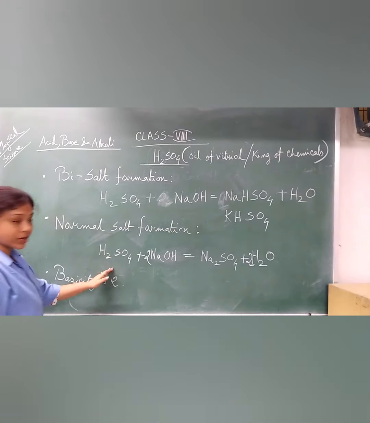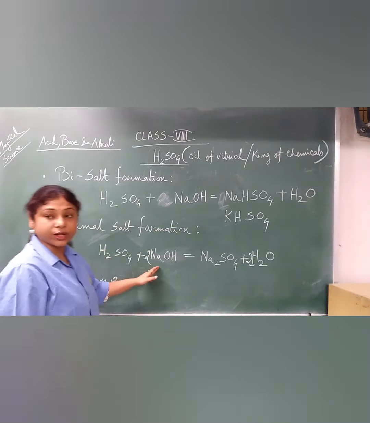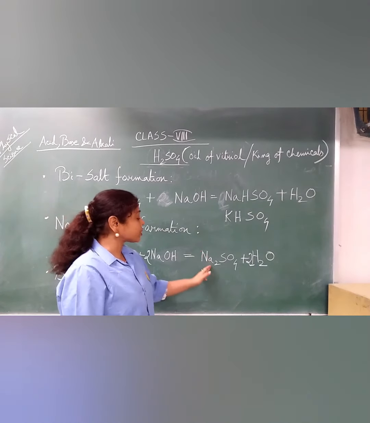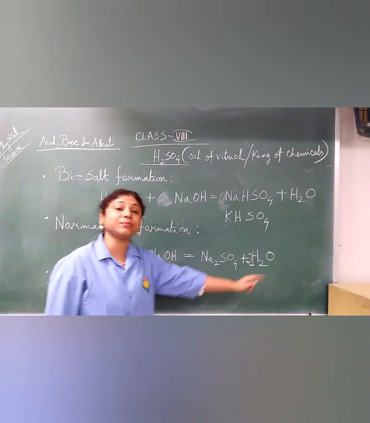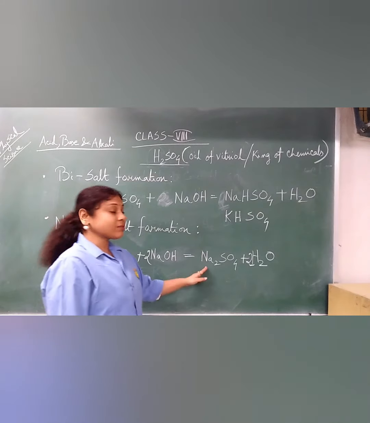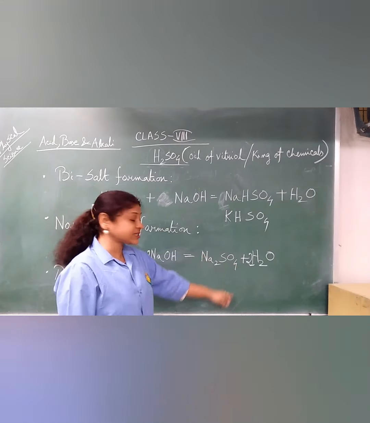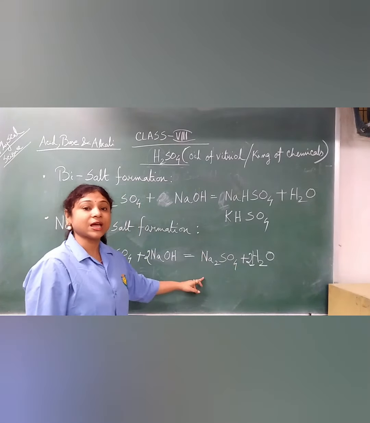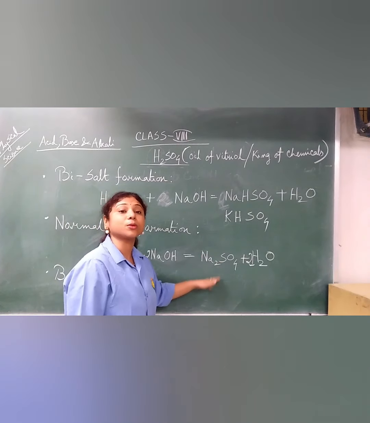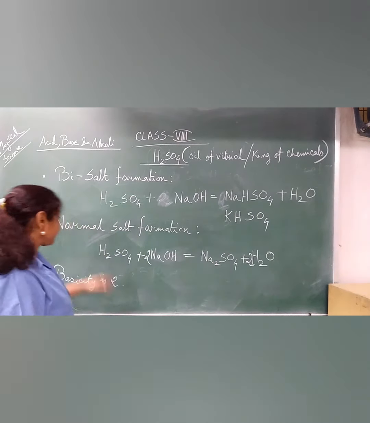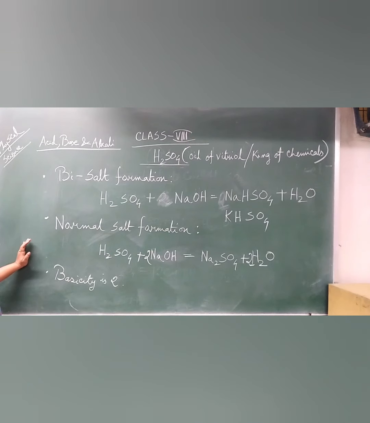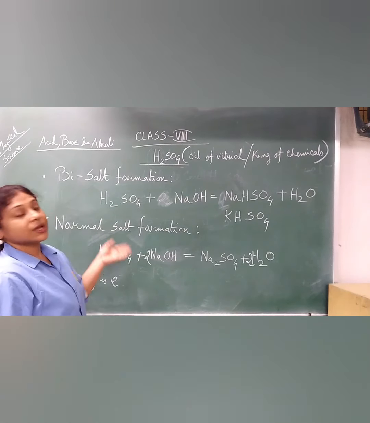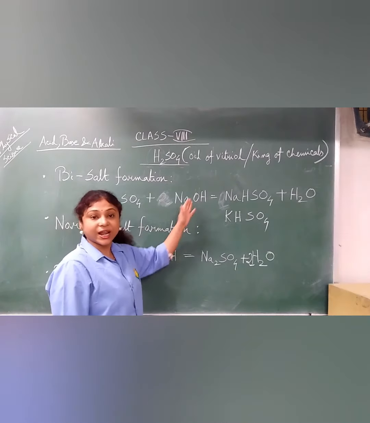Next, again H2SO4 can react with sodium hydroxide, and sodium sulfate and water will be formed. In sodium sulfate, no hydrogen is there. So that means sodium sulfate is a complete salt, that is a normal salt. Okay. So this is another property of H2SO4, and its basicity is 2 because it is a two-step reaction actually.